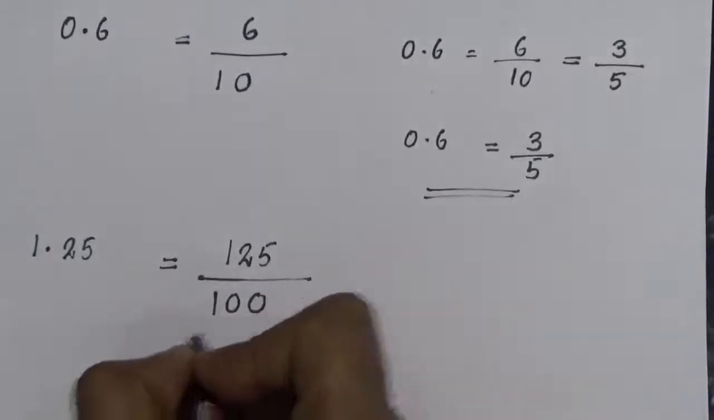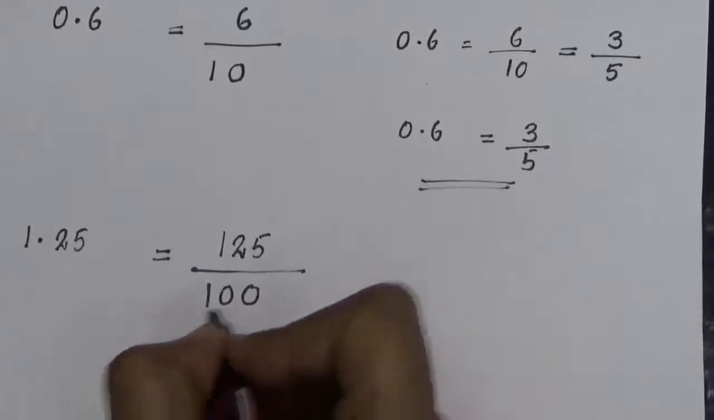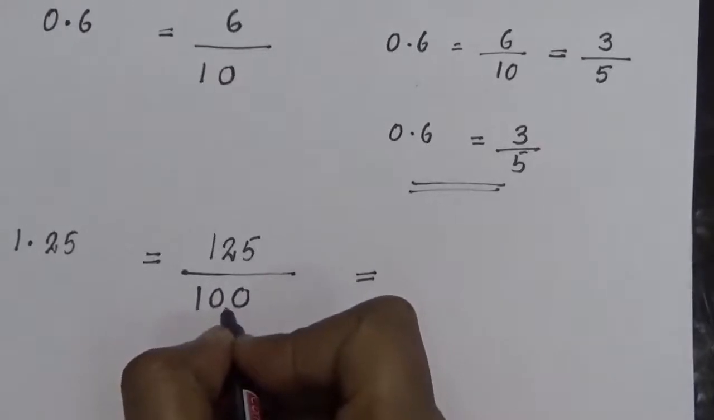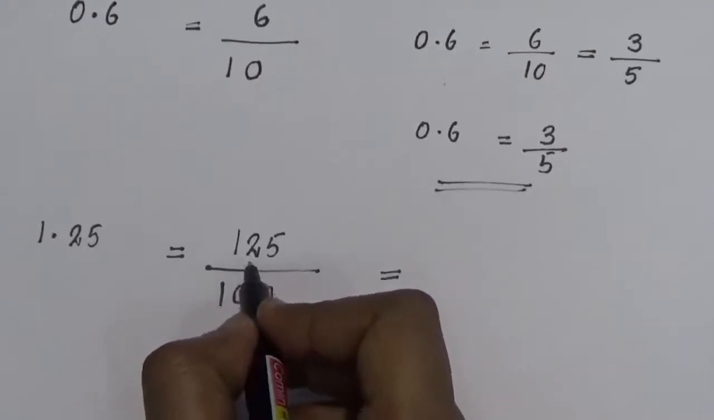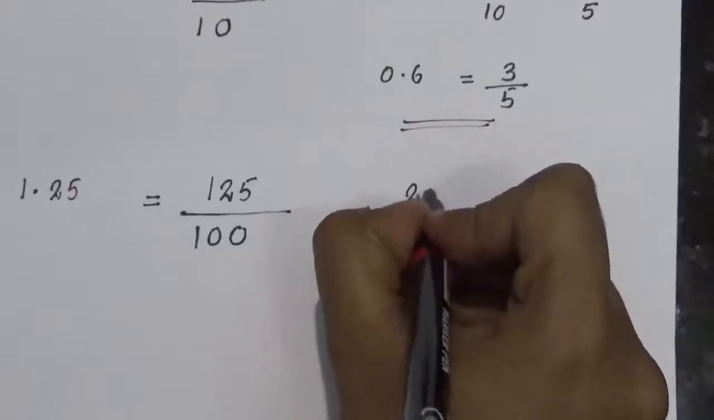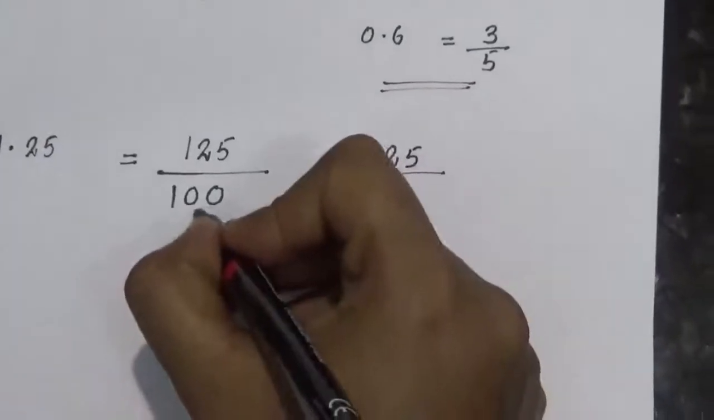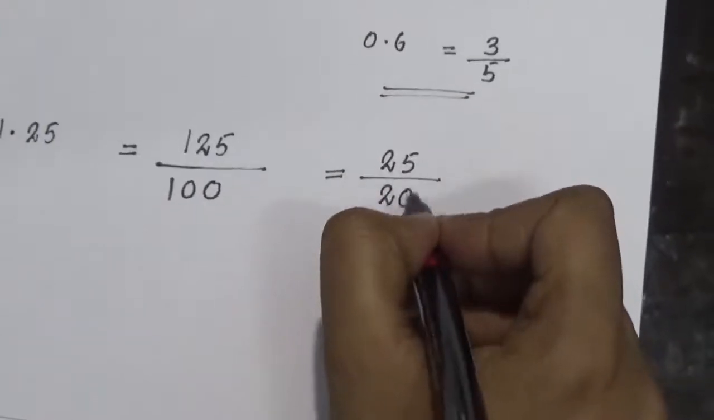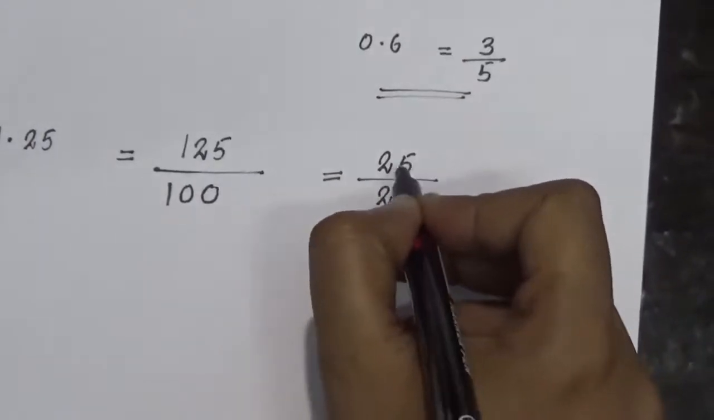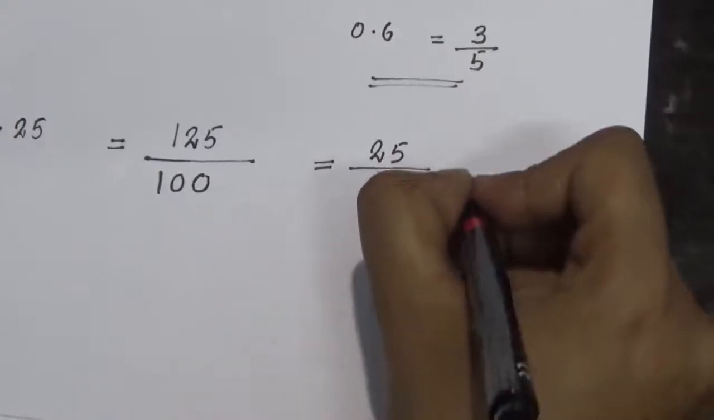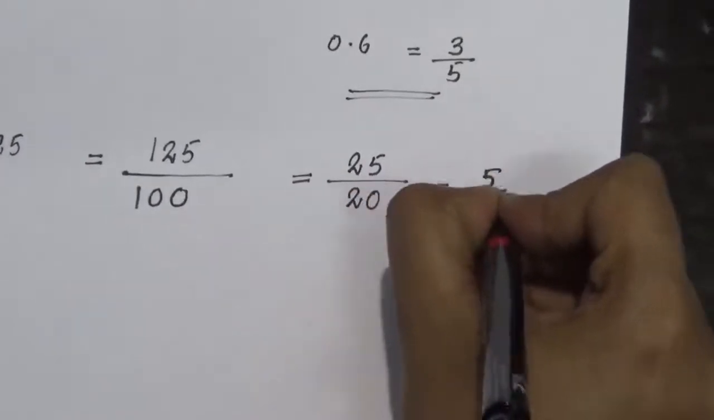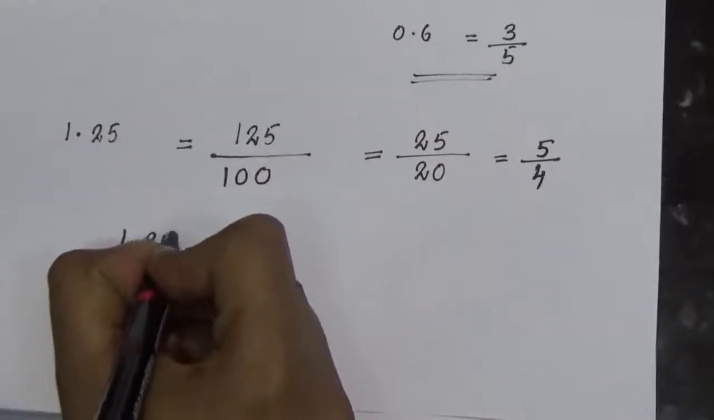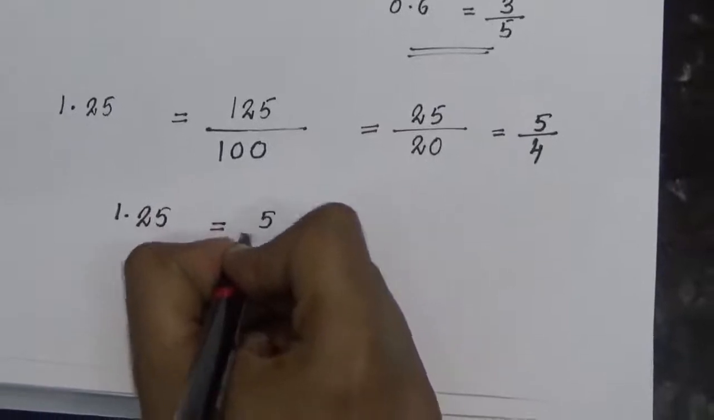125 by 100, we can divide both numbers by 5 because 125 and 100 are multiples of 5. What do you get when you divide 125 by 5? 25. And 100 by 5 is 20. Again, 25 and 20 are multiples of 5. So let's divide 25 and 20 by 5. What do you get? 5 by 4. So the fraction form of the decimal number 1.25 is equal to 5 by 4.